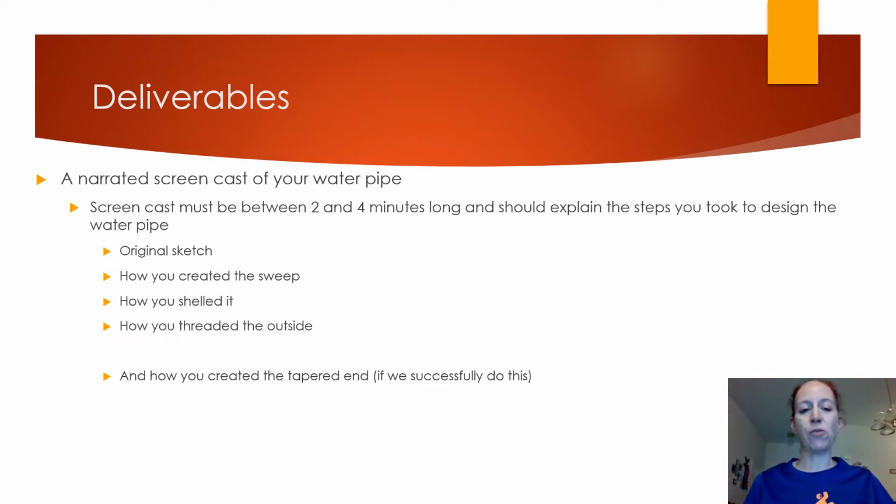We'll go over that. We'll do all of this in class as well. How you created the sweep. Try to use the correct vocabulary. So if your sketch is on the XY plane, then your profile that you're going to sweep over the path is going to be on the Z plane. So again, we'll go over that when we design it. How you shelled it and how you threaded the outside of the pipe.